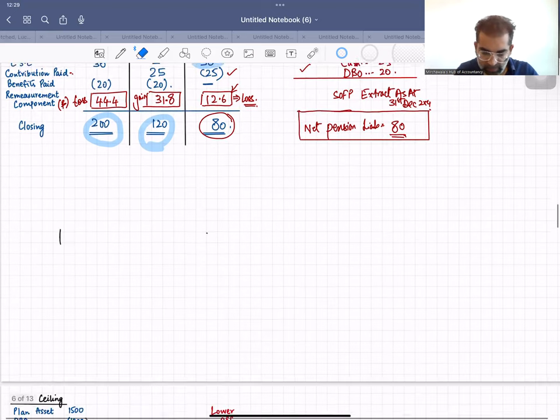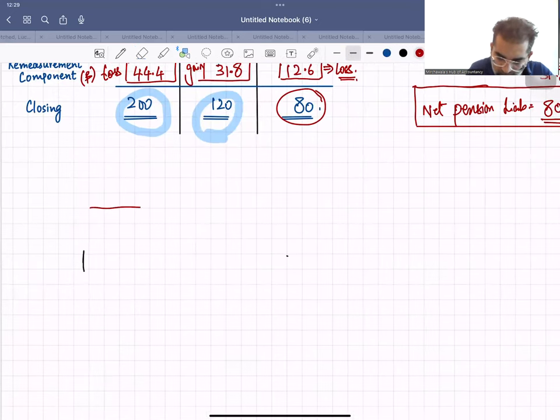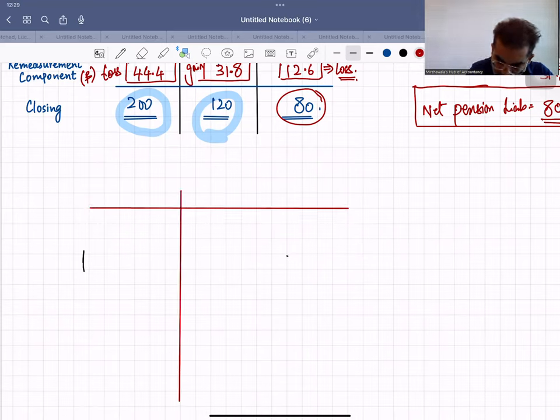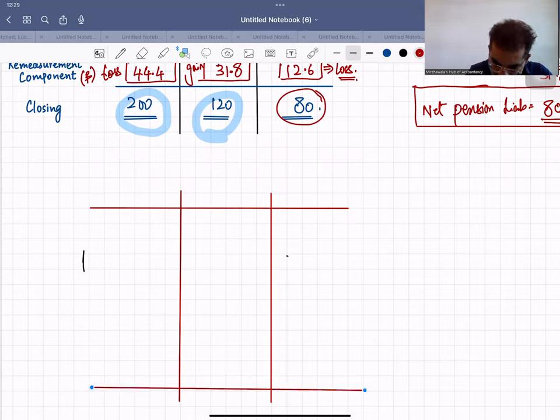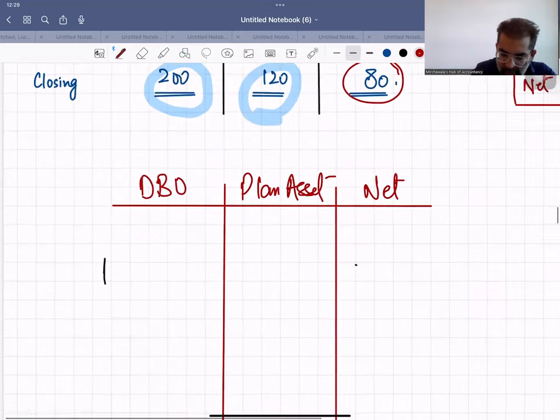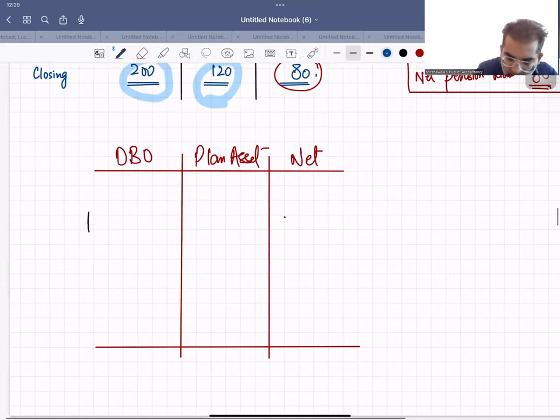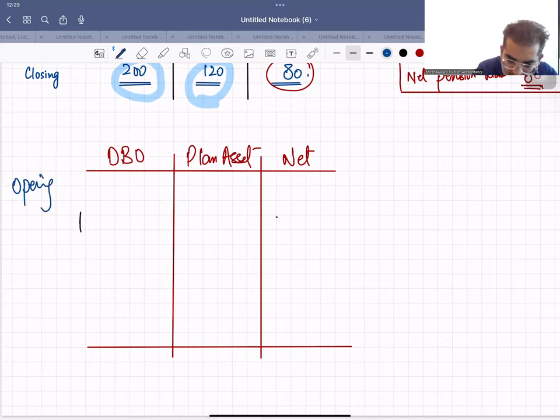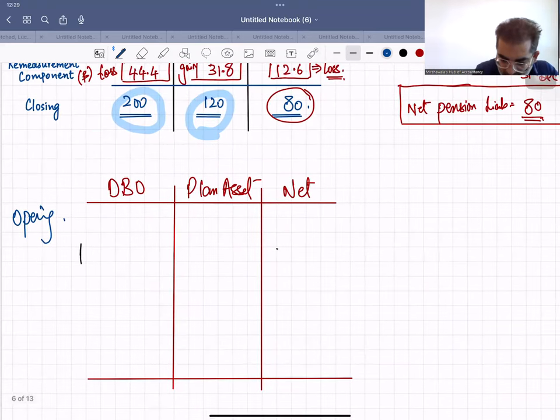Now, let me make the three columns for you. It's DBO, plan asset, and net. Okay. So whatever is the closing balance for last year will be the opening balance now. So see, the closing balance of the previous year is 200, 120, and net is 80.